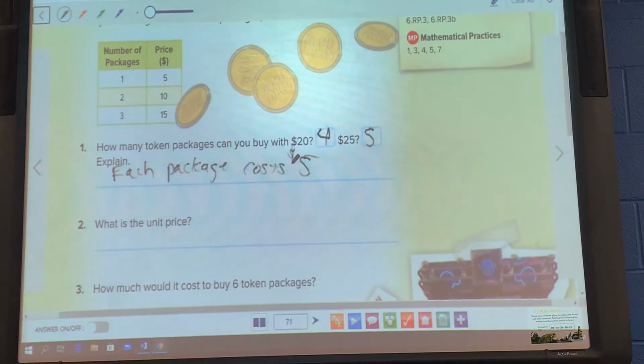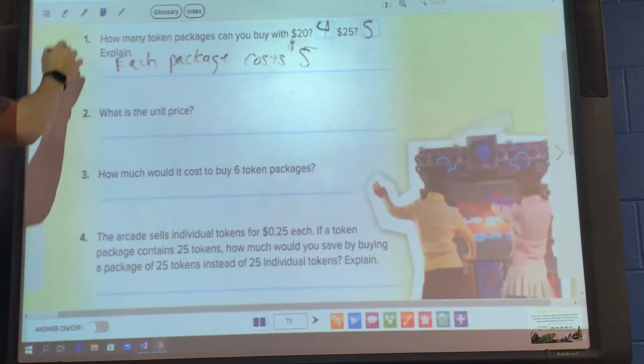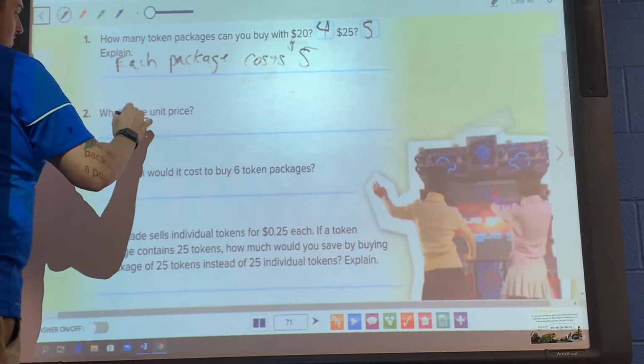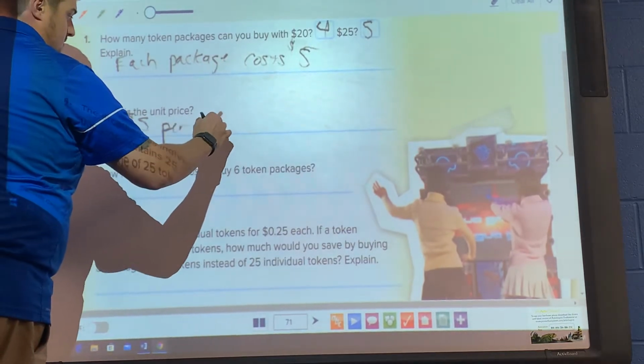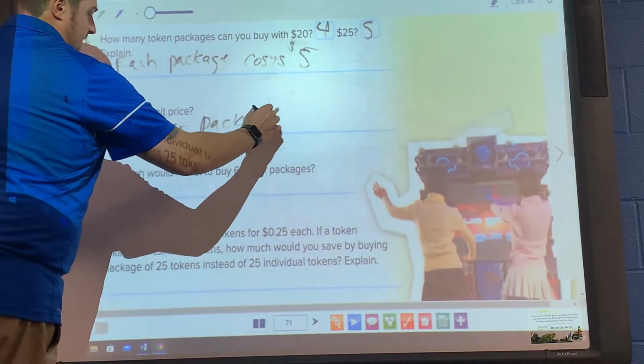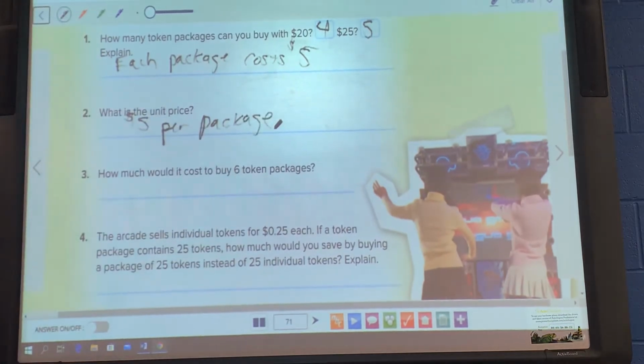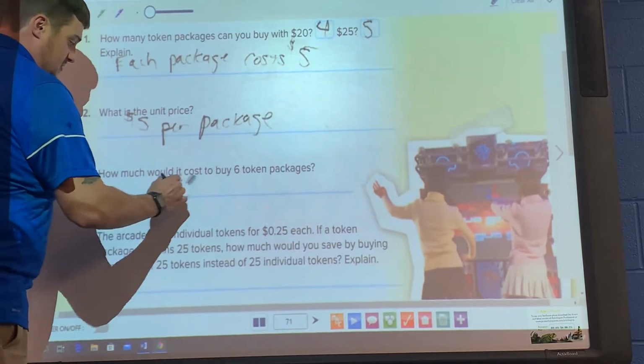It says, what is the unit price? Well, we just solved that: $5 per package. Now number 3 says, how much would it cost to buy 6 tokens? If we're at $5 per package, all you have to do is multiply. 5 times 6 would be $30.